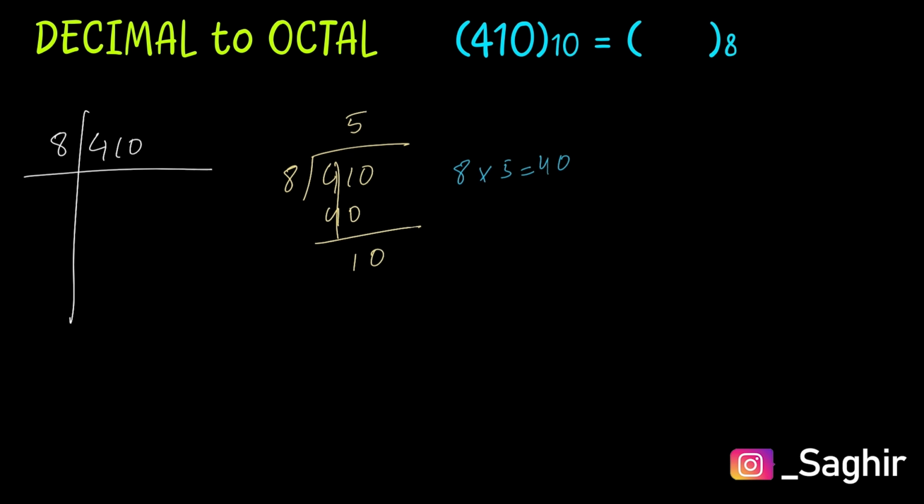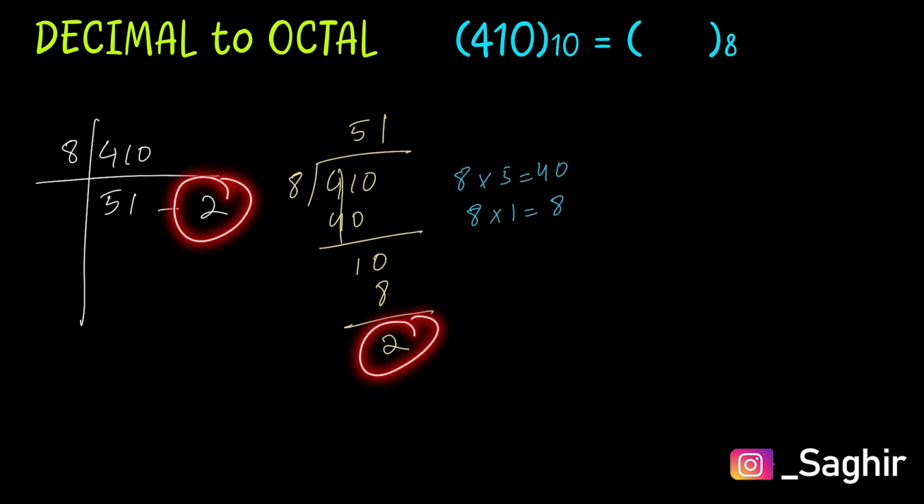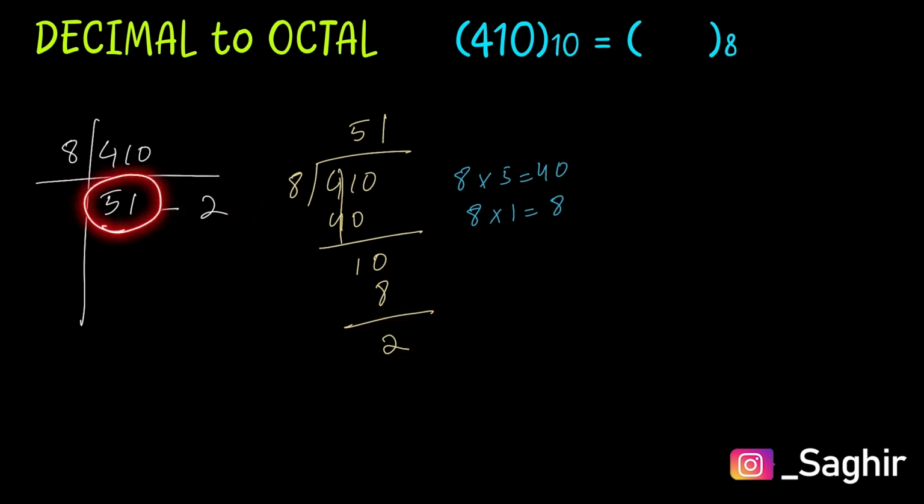10 is still not less than 8, so we will further continue with our calculation. 8 multiplied by 1 gives us 8, and the remainder will be 2. As we can see, 2 is less than 8, so we can stop our calculation right here and write down whatever we have got in our calculation. 2 is the remainder from our calculation, and 51 is the dividend.